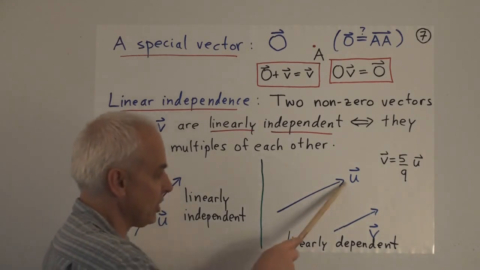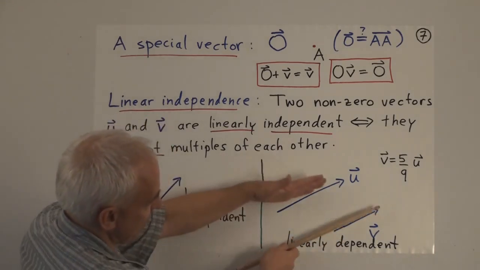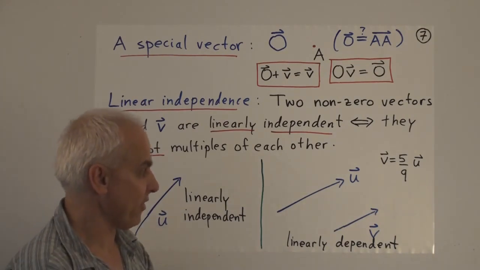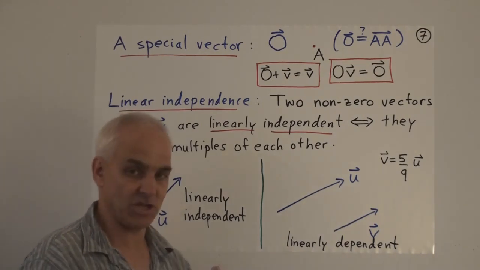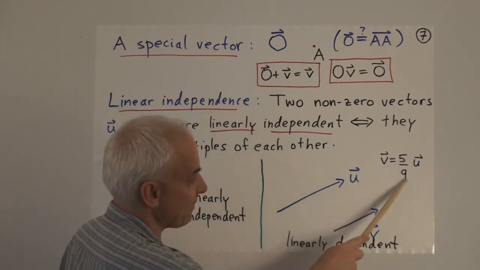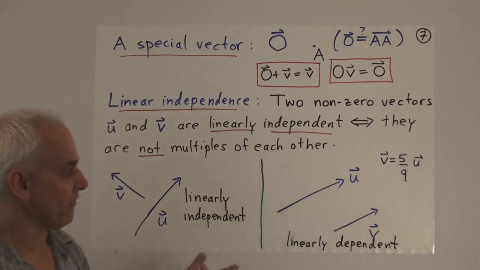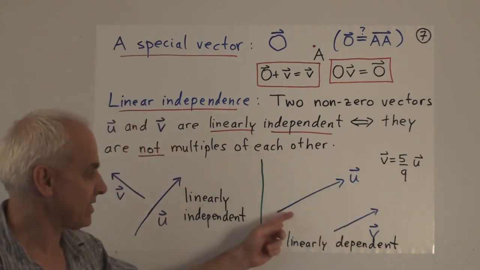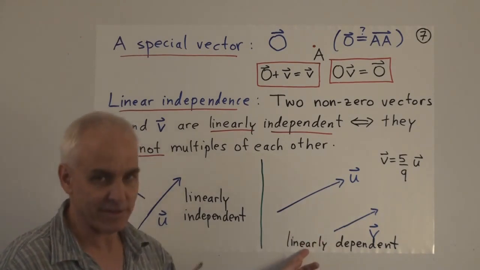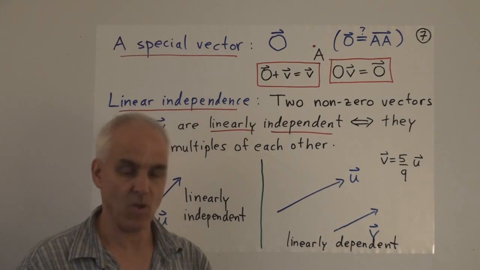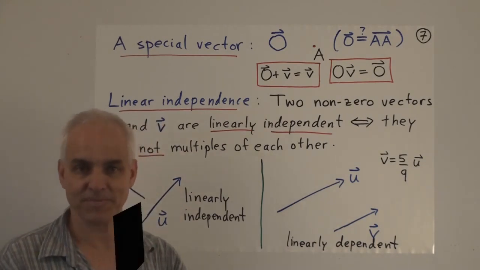However, these two vectors, u and v, are parallel, and so one of them is a multiple of the other. Which one is a multiple of which just depends on which way we want to write it. We could say that v is 5/9 of u, or we could invert that and say that u is 9/5 of v. In either case, these two vectors are not linearly independent. We usually say that they're linearly dependent. One is a multiple of the other.